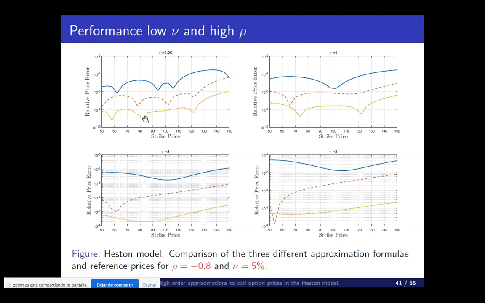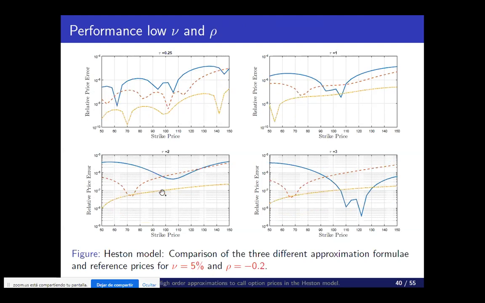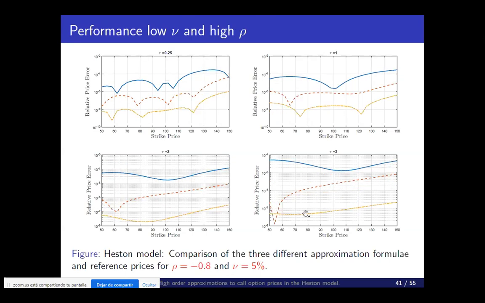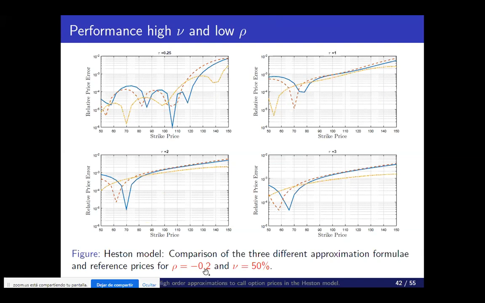What we see is that the approximations get better, especially the four approximation, which is much better than the others. In the other case, the approximations were a little bit closer to each other. In this one, the differences are quite considerable. So the four approximation is behaving better than the first approximation of Elisa. And we're going to see what happens when rho is little and vol is high.